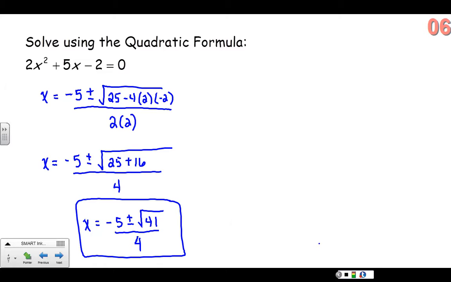Now we can separate that out. You could say negative 5 plus the square root of 41 divided by 4. And then negative 5 minus the square root of 41 divided by 4.